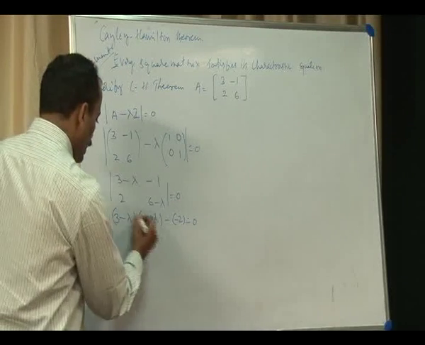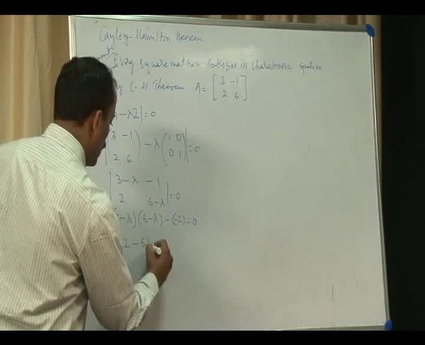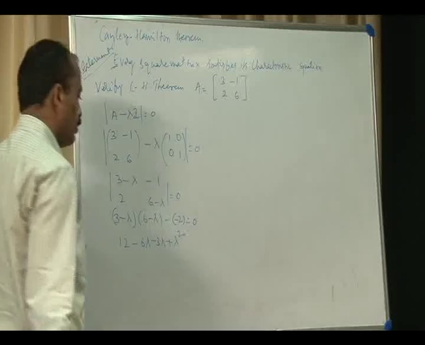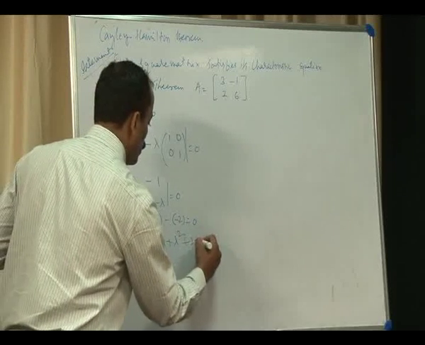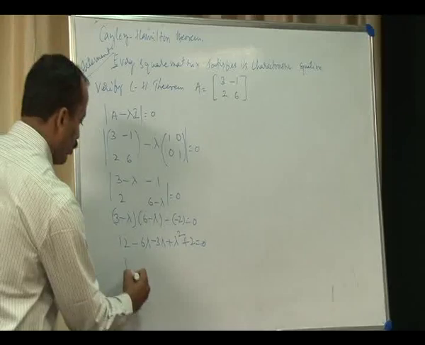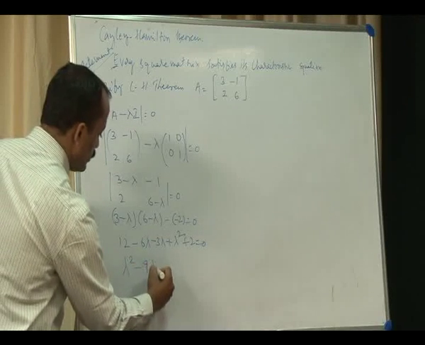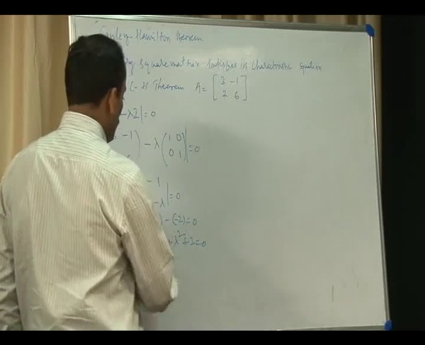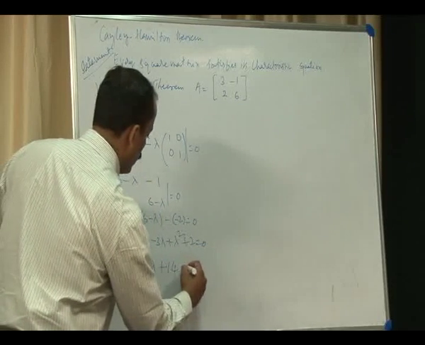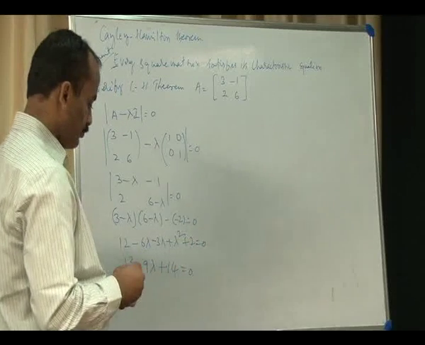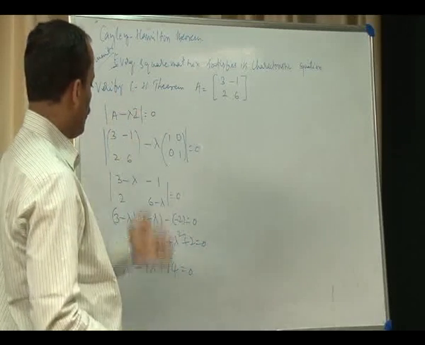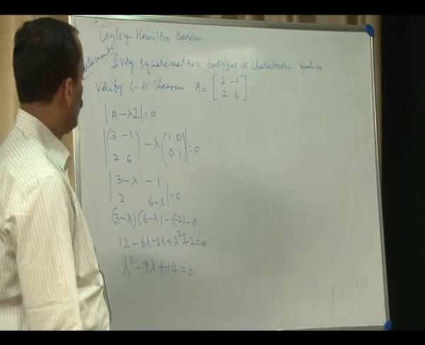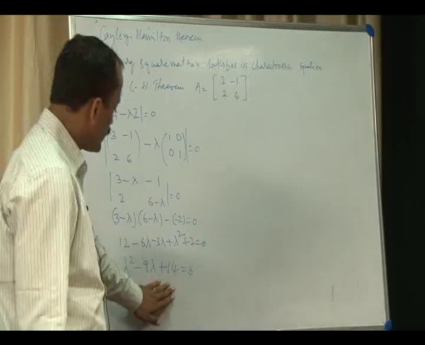Finally, you multiply: 6 threes are 12, minus 6 lambda, minus lambda into 3 is minus 3 lambda, minus lambda into minus lambda is plus lambda squared, plus 2 is equal to 0. Therefore, lambda squared minus 3 lambda minus 6 lambda is minus 9 lambda. Next, 12 plus 2 is equal to 14. Similarly, lambda squared minus 9 lambda plus 14 is equal to 0. Now, this is the characteristic equation.